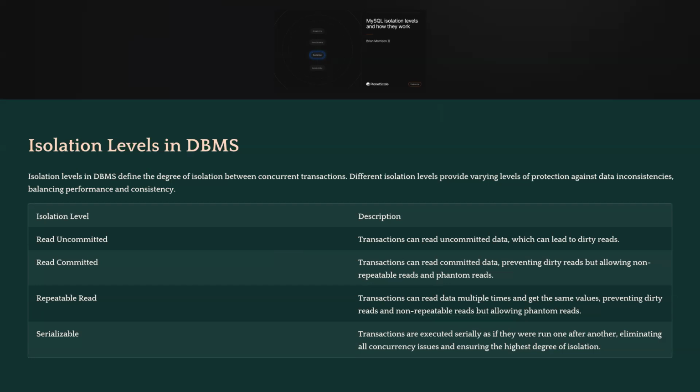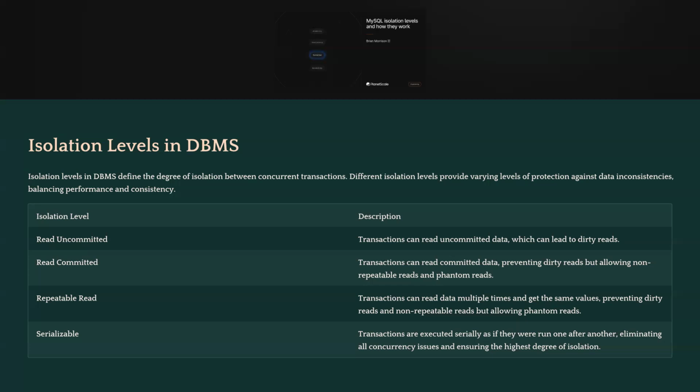The first is read uncommitted. This transaction can read uncommitted data, which can lead to dirty reads. The second is read committed. A transaction can read only committed data, preventing dirty reads, but allowing non-repeatable reads and phantom reads.